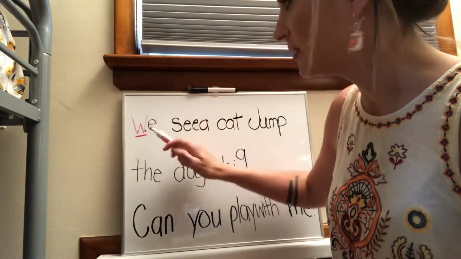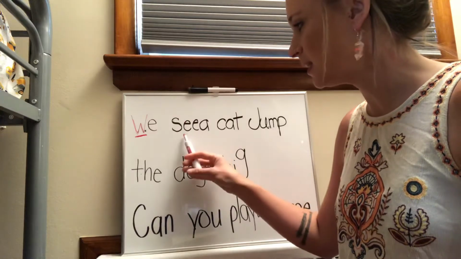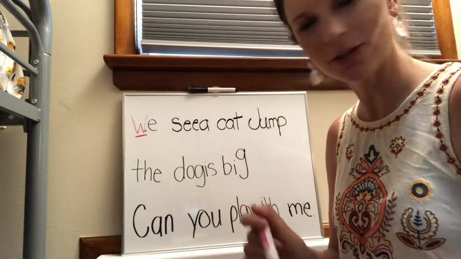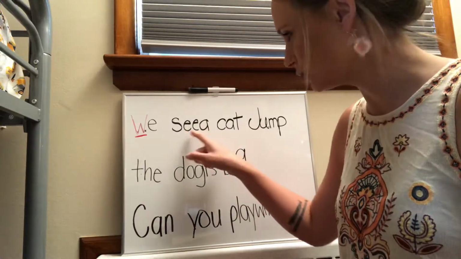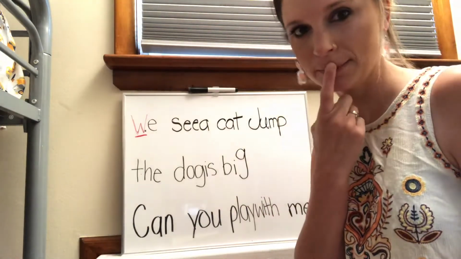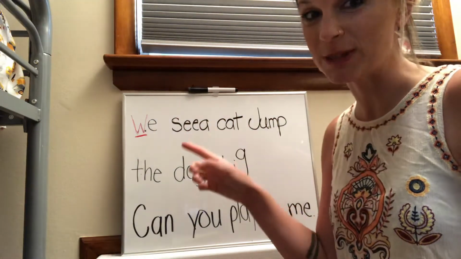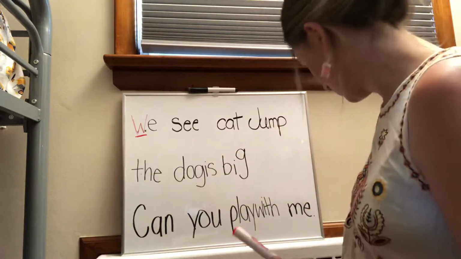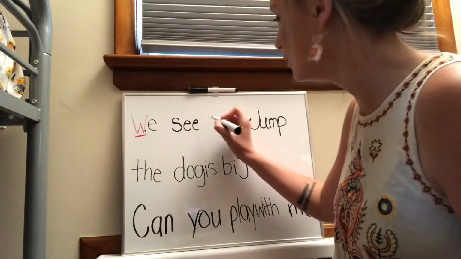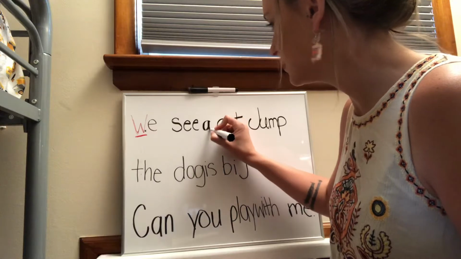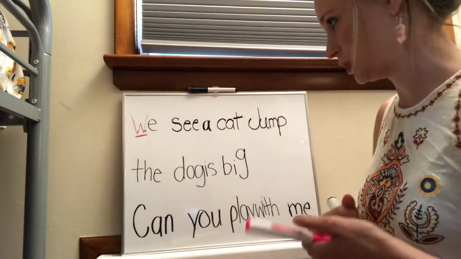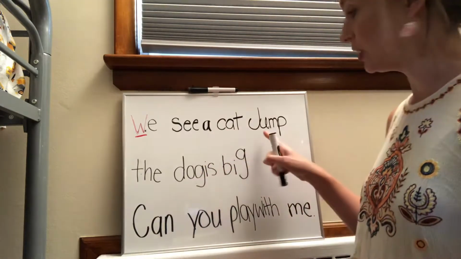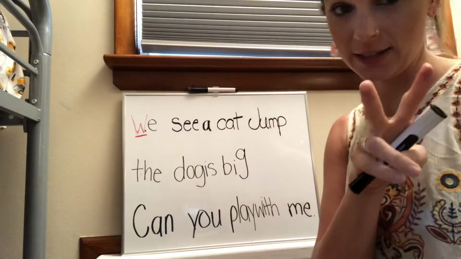Let me try again. So we see a, there's 2 words here, but there's something wrong. What's wrong here? There's 2 words, but I'm missing something there. There's no space, right? Or as my class calls it, we've got mashed potatoes. We mashed them together, right? So we're going to erase the A and we're going to move it over. Well, it's a little hard because my board is a little squishy, but so now it says we see a cat jump.